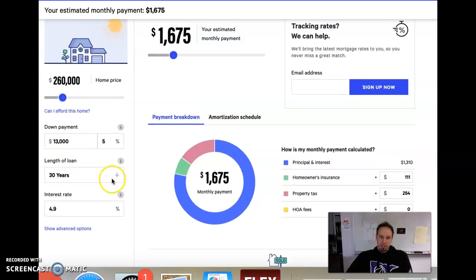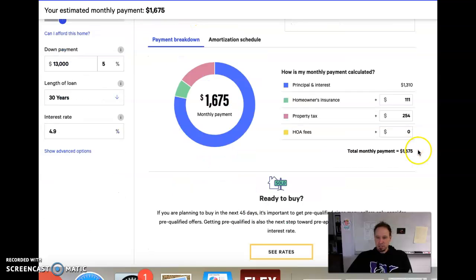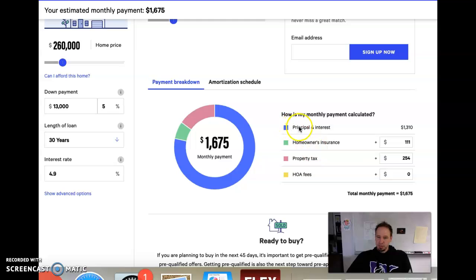Okay, so then you get some information. First of all, you get the payment amount. That's your estimated monthly payment, and some things go into that. This is the principal, which is the amount that you're paying back, and then the interest. This is what you have to pay in order to borrow it. So those two are $1,300. You've got homeowners insurance, and you have property tax.